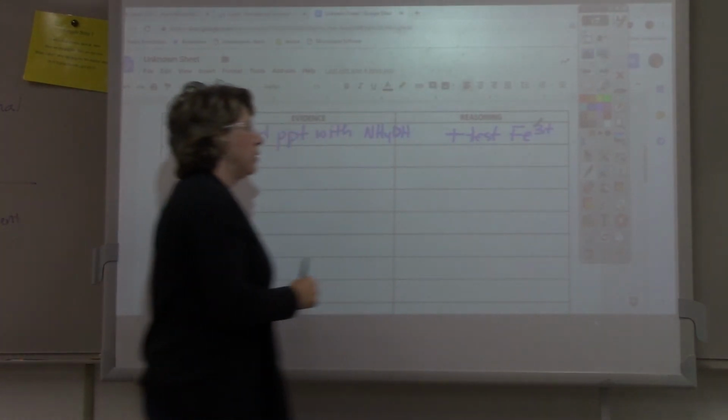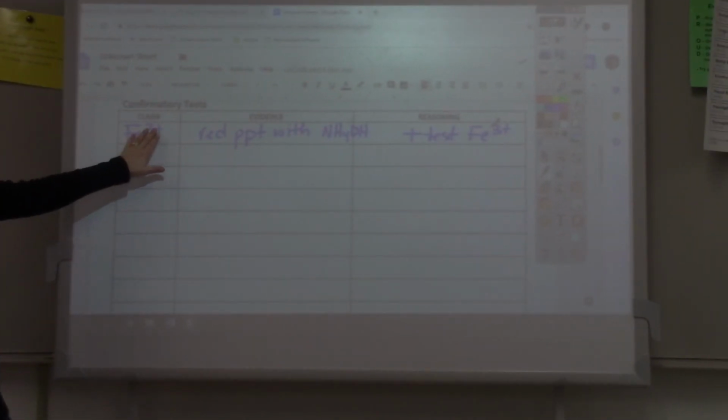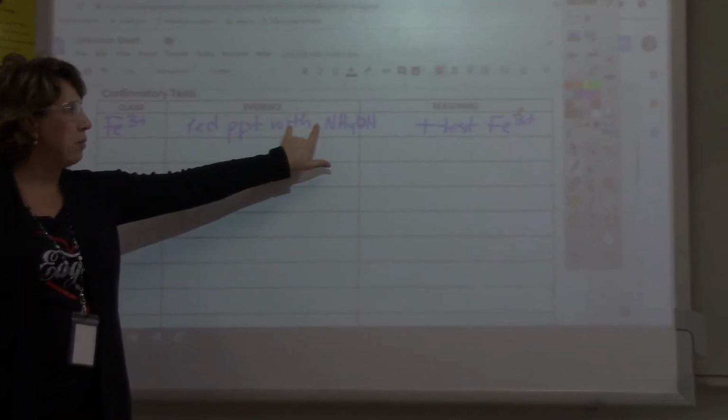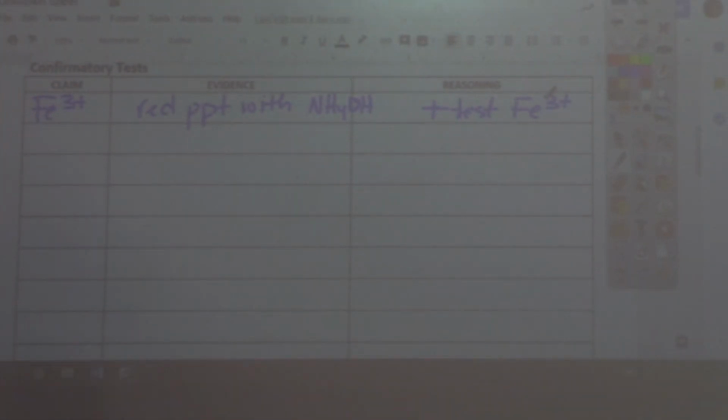So yes, I have a positive test, iron 3. That is my reasoning. Based on the fact, here's my claim, I have a red precipitate with ammonium hydroxide. We know that matches what my book says, and so now my reasoning is I have a positive test for iron 3. Okay, so now I need to work on my anion.